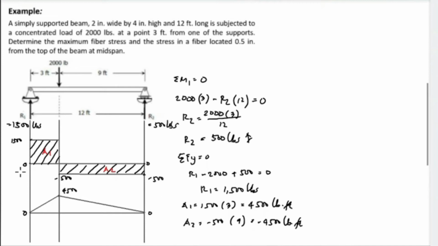So this is the shear, and this is the moment diagram. And the maximum moment, maximum M, is equal to positive 4,500 pounds foot, and the shaded area, this one. The maximum moment, or M, which is 4,500.